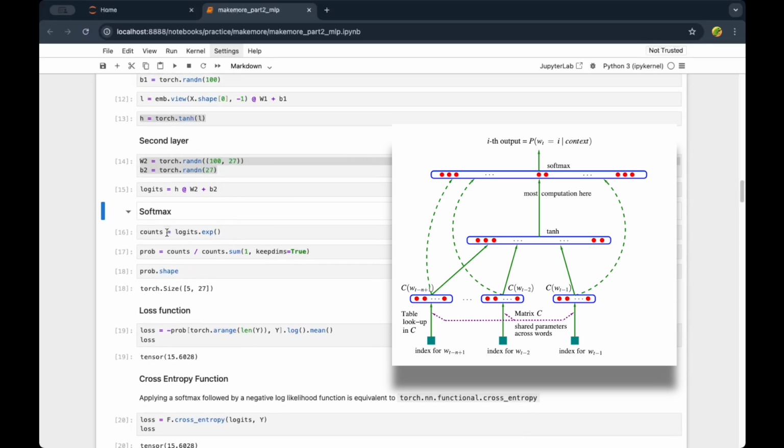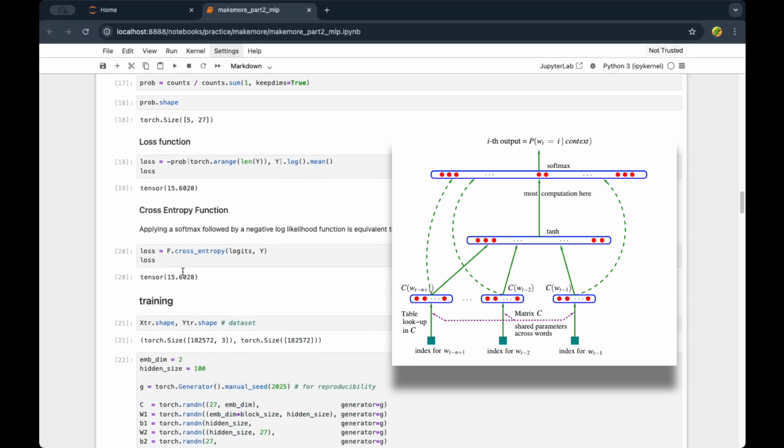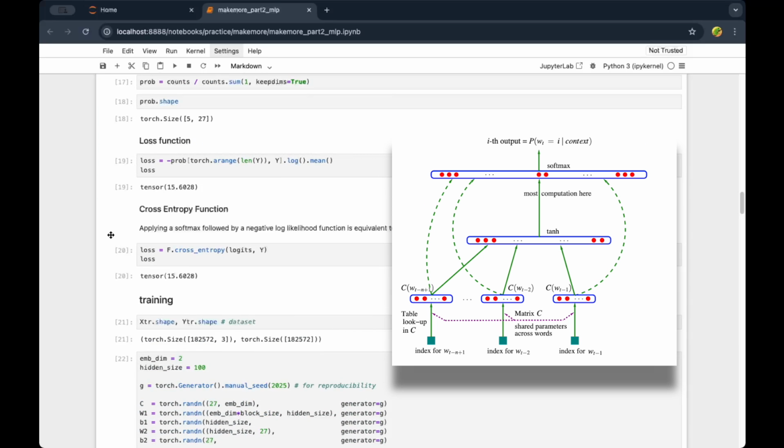Remember, our model output is supposed to be the probability of a predicted next character. So we do need to apply a softmax function to turn logits into probabilities, just like what we did in the last video. The loss function is the same negative log likelihood function that we used in our last video.